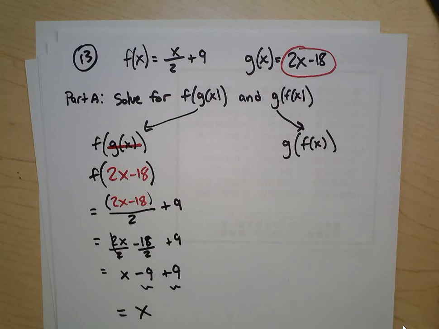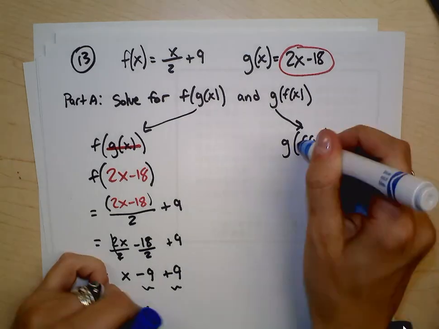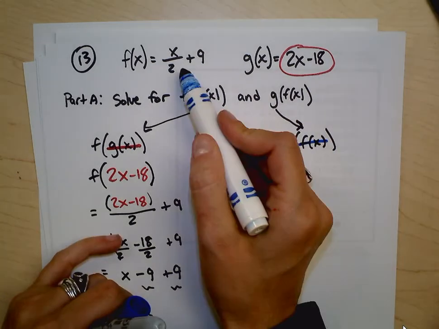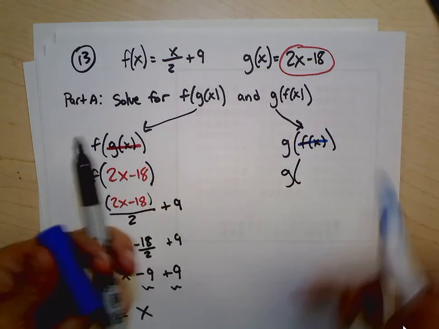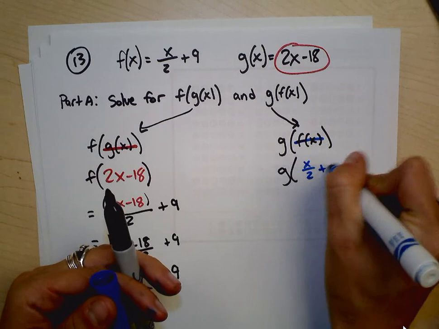So doing this side, remember I do the inside out. So I'm going to cross out my f of x. My f of x is equal to this. So I'm going to have g of x over 2 plus 9.